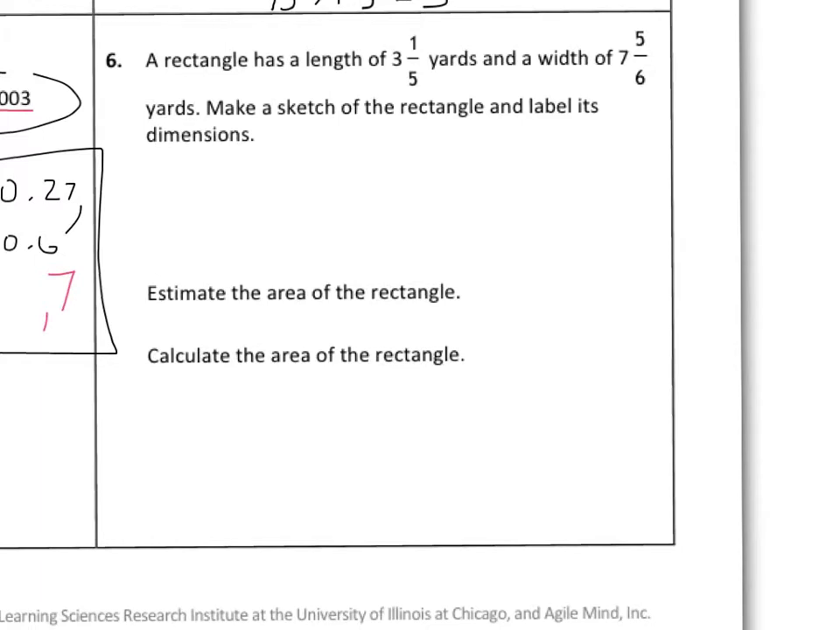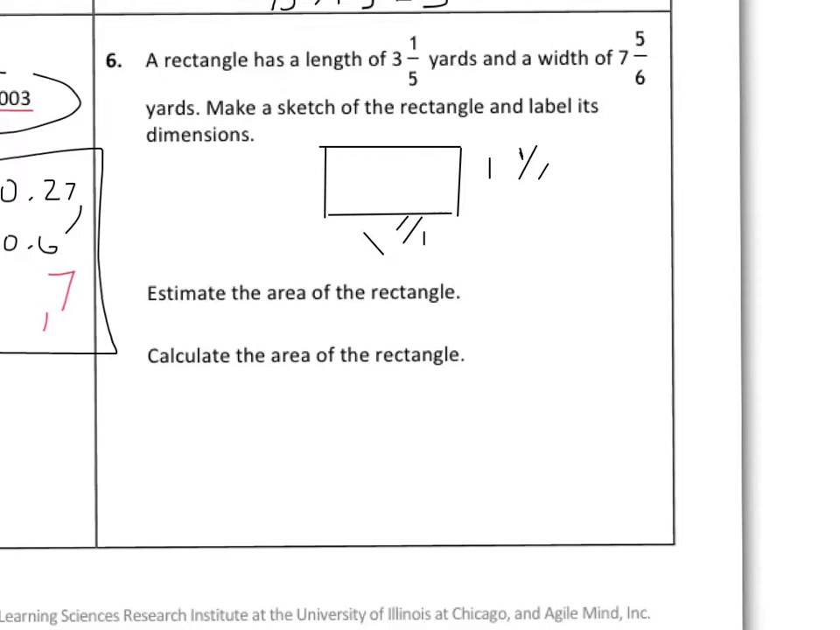Alright, so last problem. A rectangle has a length of 3 1/5 yards and a width of 7 5/6. Make a sketch of the rectangle and label its dimensions. So rectangles look like so. And so I know that the short side is 3 1/5 because 3 wholes and 1/5 is smaller than 7 wholes and 5/6. And so it asked me to estimate the area. And so estimate means that I don't have to have an exact thing.